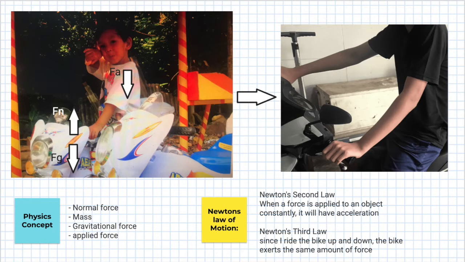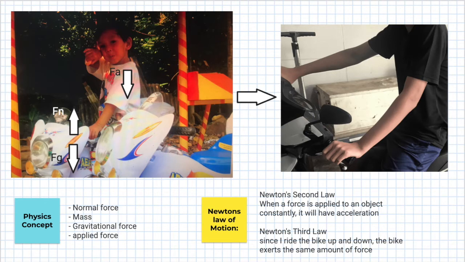For the applied force, it is shown as an arrow that is pointing down. I was sitting on the bike, which gives force to the bike, and it is called applied force.